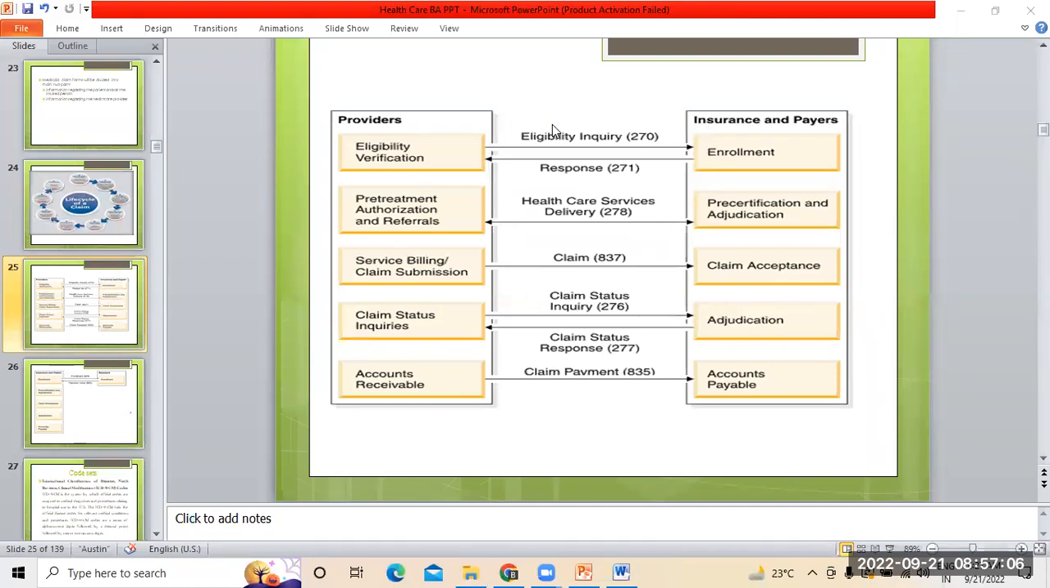Providers means healthcare providers, which means hospitals. In a simple note, I can say healthcare provider or the hospital, and insurance company or insurance organizations.